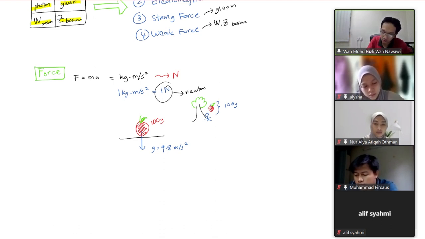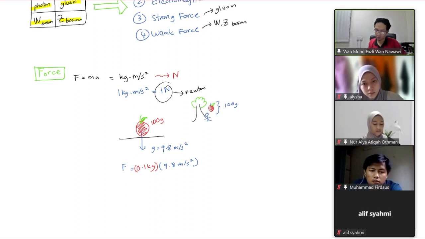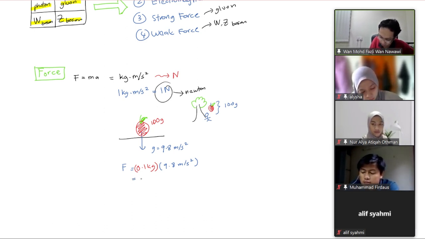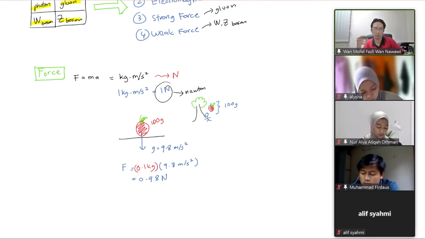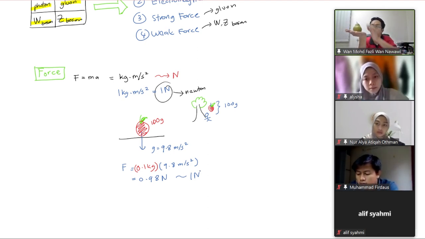Because force equals ma, if we calculate the F, the apple in kg will be 0.1 kg. And then you multiply it with 9.8 meter per second squared. When you calculate that, 0.1 times 9.8, you get 0.98. So you will get around 0.98 newton, because kg times meter per second squared is basically newton. So it's roughly around 1 newton. So that is the feeling when people ask you what is the feel of 1 newton. That is the force that pushes you down. So that is force. Okay.